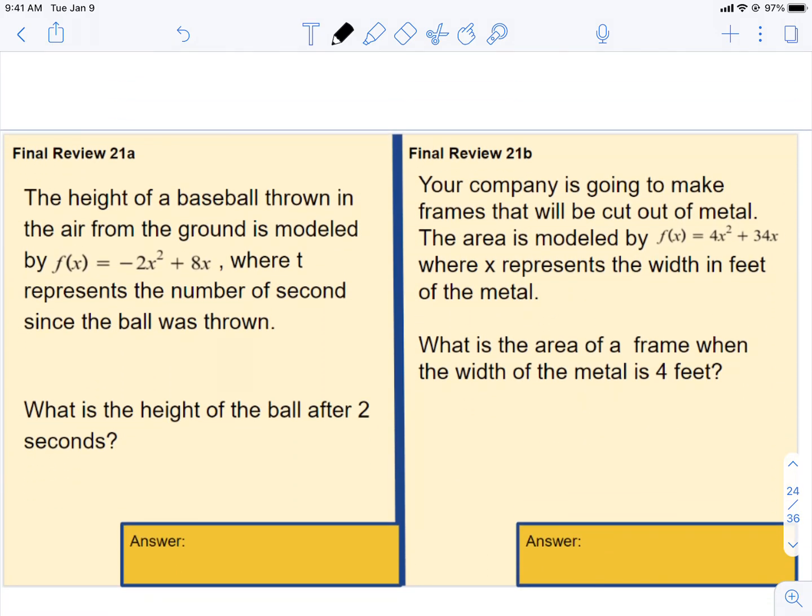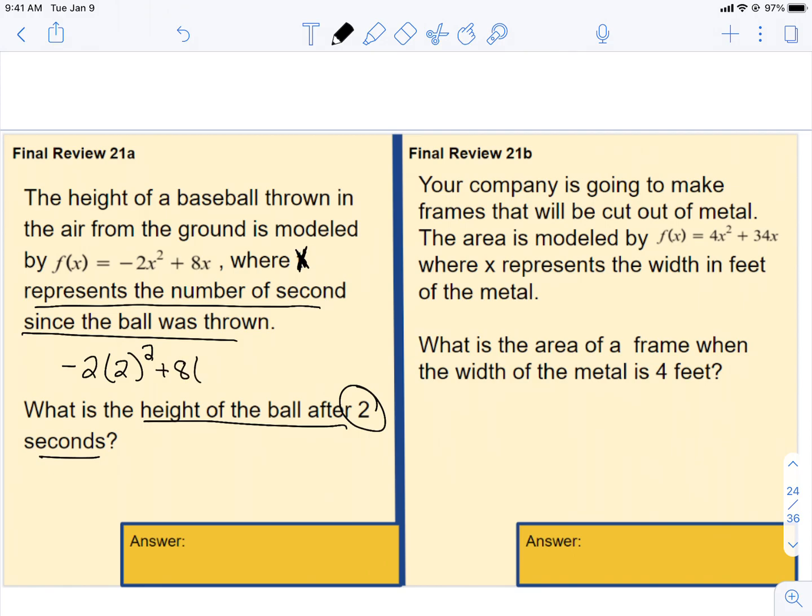Looking at 21. Okay. The height of a baseball thrown in the air from the ground is modeled by f of x equals -2x squared plus 8x, where this should say x because there's no t's in our equation, represents the number of seconds since the ball is thrown. What is the height of the ball after 2 seconds? Well, it tells us that x represents the number of seconds since the ball was thrown. And now we want to know how high it is after 2 seconds. So what we do for this is we're going to take 2 and we're going to plug it in for both x's that we have. So I have -2, and instead of x squared, it's going to be 2 squared plus 8 times 2.